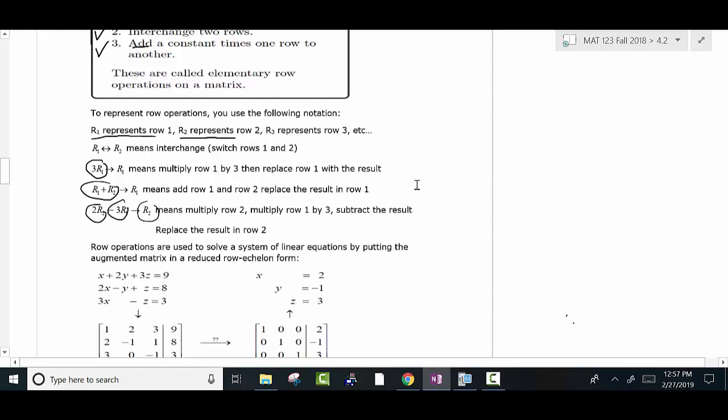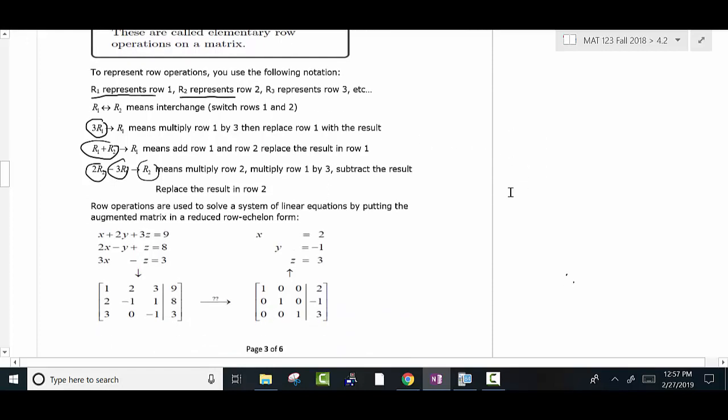Now, this example I gave you is showing a method. I'm not going to go through the method, but ultimately, this would be a system of equations. I just want you to pay attention to what the goal is. So when I write the augmented matrix, that's 1, 2, 3, 9, 2, negative 1, 8, 3, 0, negative 1, 3. That's your augmented matrix.